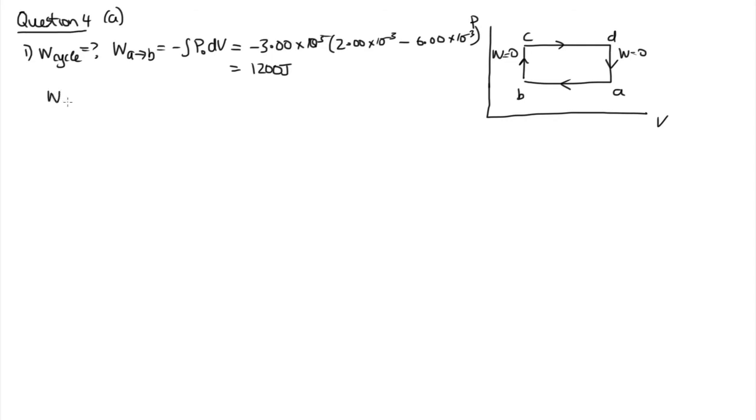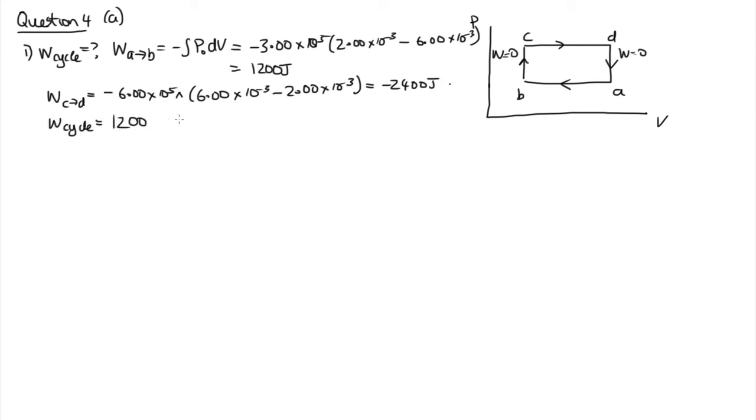Okay, now the work done from C to D is equal to minus P dV, and the pressure at point C and D is 6.00 times 10 to the 5, and then we multiply by the change in volume. So the final volume is equal to 6.00 times 10 to the minus 3, and the initial volume is 2.00 times 10 to the minus 3. So solving this one, we end up with minus 2,400 joules, and so the work done around the cycle is equal to the 1,200 plus the 0s minus the 2,400 joules, so that's equal to minus 1,200 joules is done on the gas around the cycle.